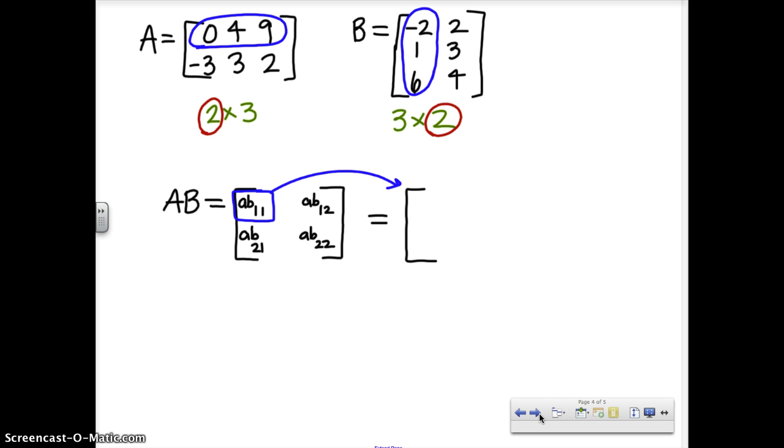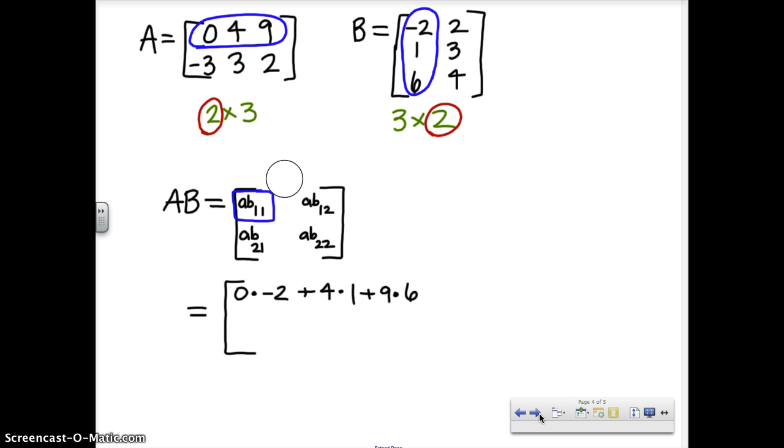Okay? So we take 0 times -2 plus 4 times 1 plus 9 times 6. And all of that, whatever that equals, I'm going to need a lot of room, so I'm going to move it down. Whatever that equals is going to tell us what entry goes in for that 1, 1 spot.